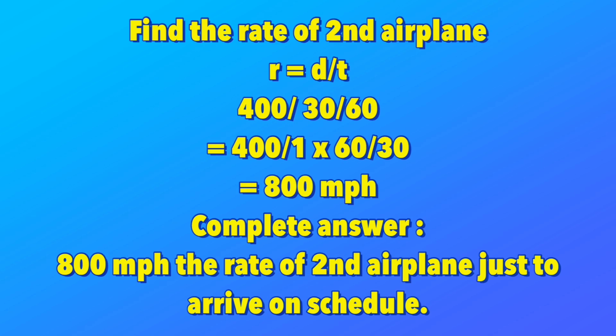So 400 over 1 times 60 over 30. Then by the cancellation method, we have 60 divided by 30 equals 2, and 30 divided by 30 equals 1. Then horizontal multiplication, 400 times 2 equals 800 miles per hour. Our complete answer: 800 miles per hour, the rate of the second airplane just to arrive on schedule.